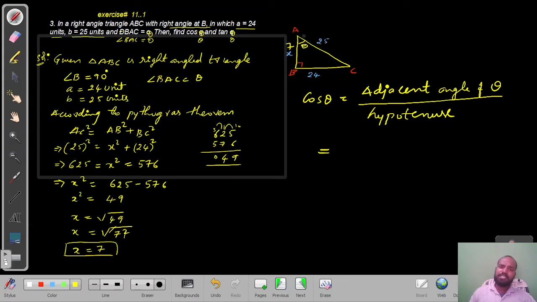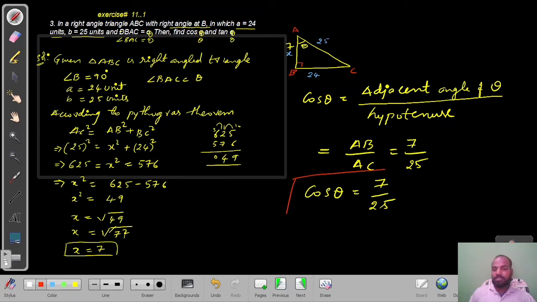What is adjacent to theta? Adjacent is AB, and the hypotenuse is AC. Now AB is equal to 7, and AC is 25. So cos theta equals 7 by 25. After completing the answer, we should mention the answer very clearly. Yes or no? Yes, it is our duty to mention the answer clearly.